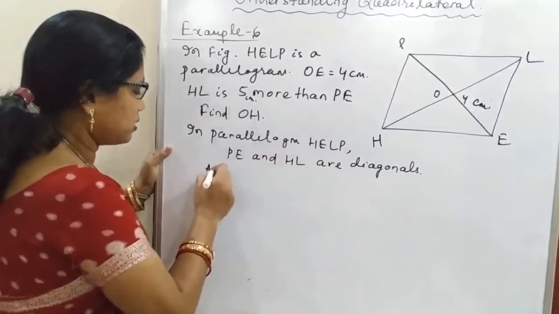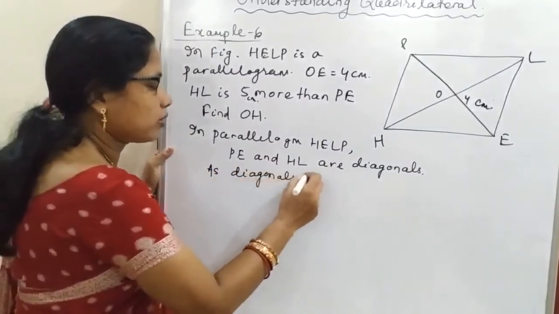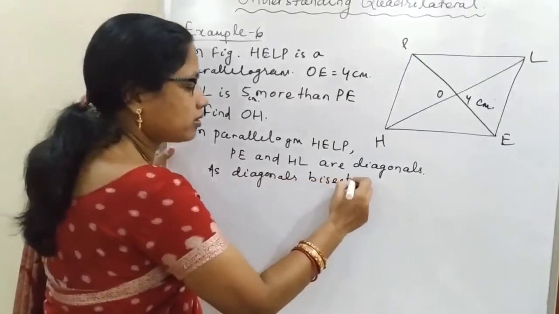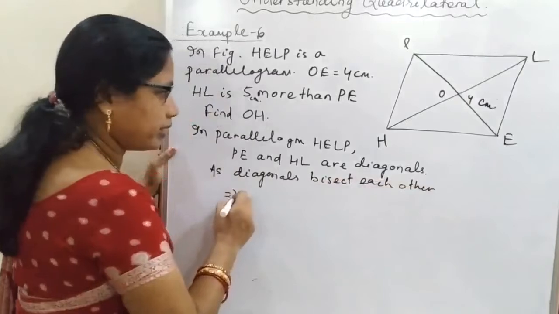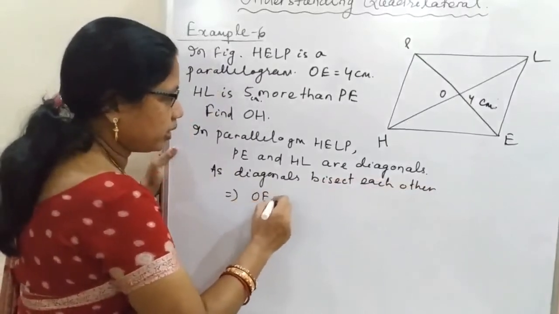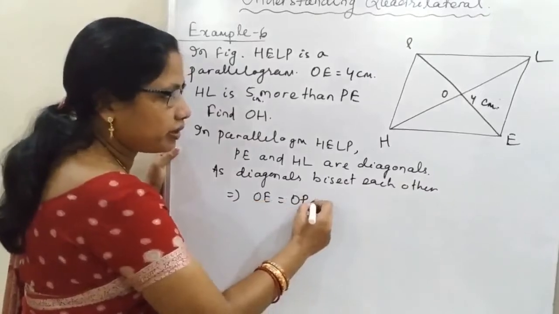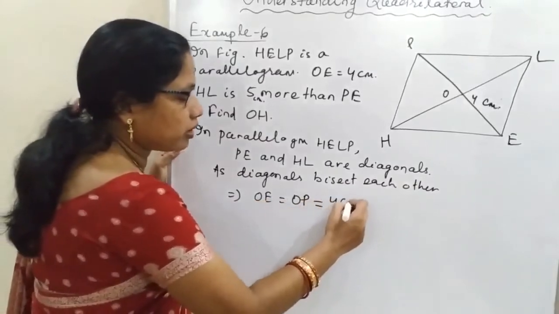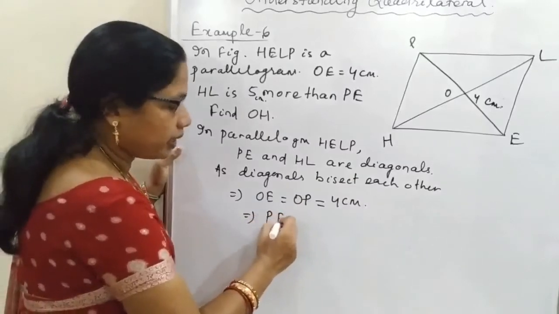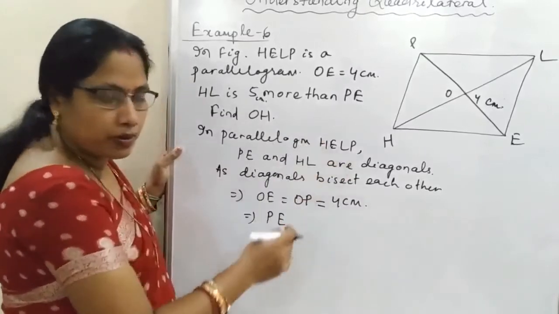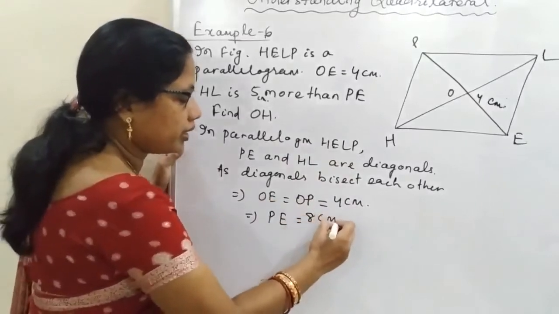As the diagonals bisect each other, this implies OE is equal to OP. So OE is equal to 4 centimeter, that means OP is equal to 4 centimeter. So what is PE? PE is twice of OE, or OE plus OP, that is equal to 8 centimeter.